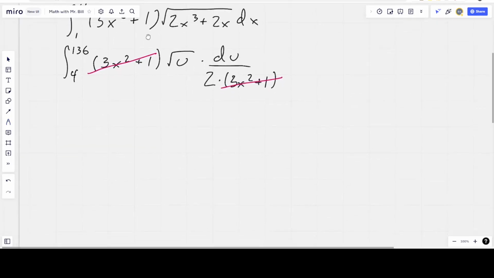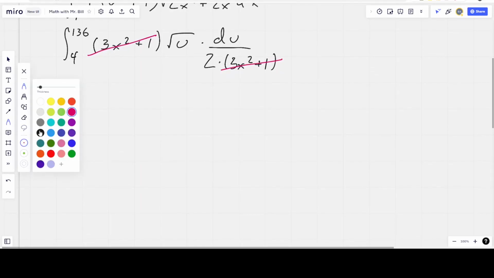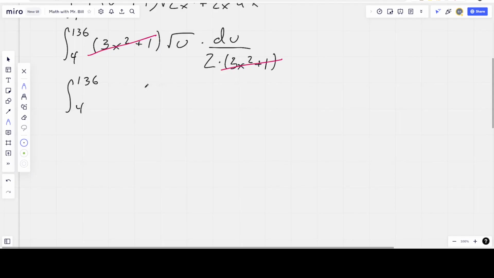Okay, so let's see what I've got left over now. I've got the integral from 4 to 136 of the square root of u times du over 2. I want to make a couple of cosmetic changes here. I'm going to bring the 1/2 out front, and I'm going to change the square root to the power of 1/2. So this becomes 1/2 times the integral of u to the 1/2, forgot the limits here, 4 to 136, du. Now it's just a straight integration.